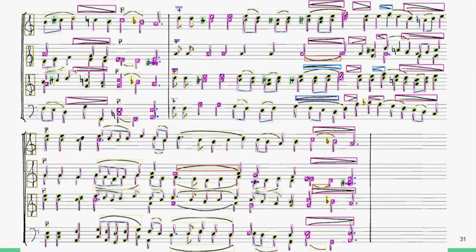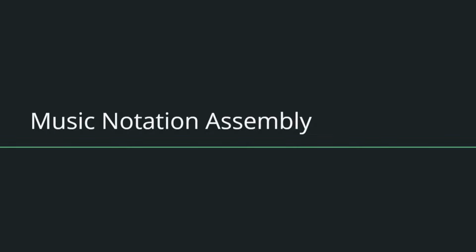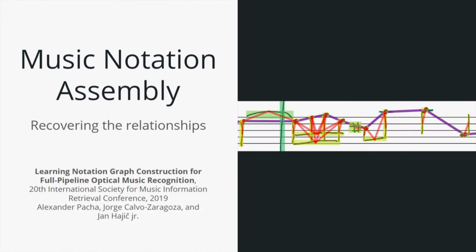So if you got the detection results, what should you do next? And what I propose to do next is to make sense out of these symbols and do the music notation assembly. We tried to recover the relationships and automatically build and learn how to construct a music notation graph. This paper is also about to be published at this year's ISMIR, and again with my colleagues Jorge and Jan. So what is this music notation graph that I'm referring to?